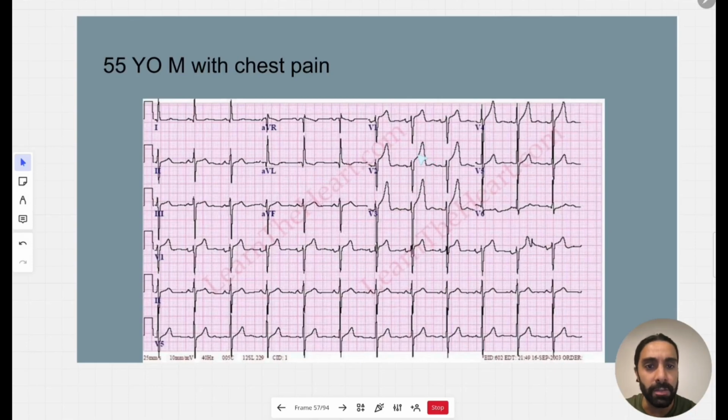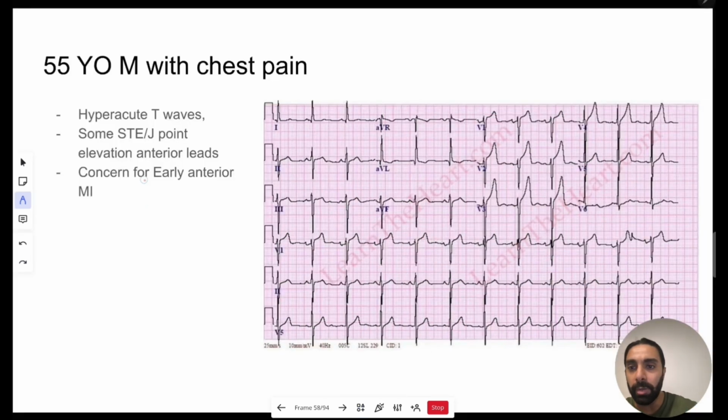And then this one, you see these hyperacute T waves, which could happen in the early minutes of a forming STEMI. So you may not see ST elevation all the way through, but you do see either J point elevation, which is the end of the S wave, and you see the ST is slightly elevated in V2, V3, even V1, which would make me worried about a STEMI. So overall, this might be an early anterior MI for this patient.